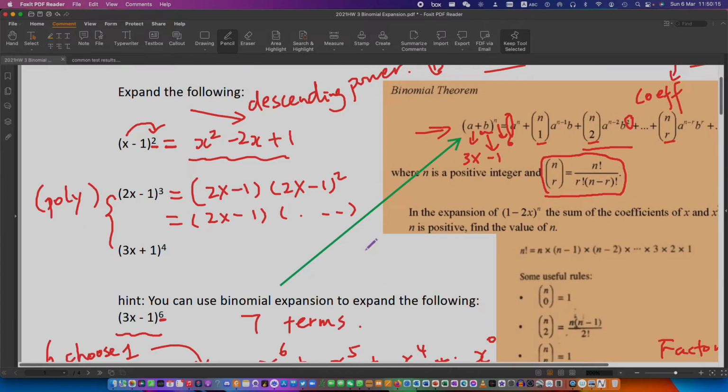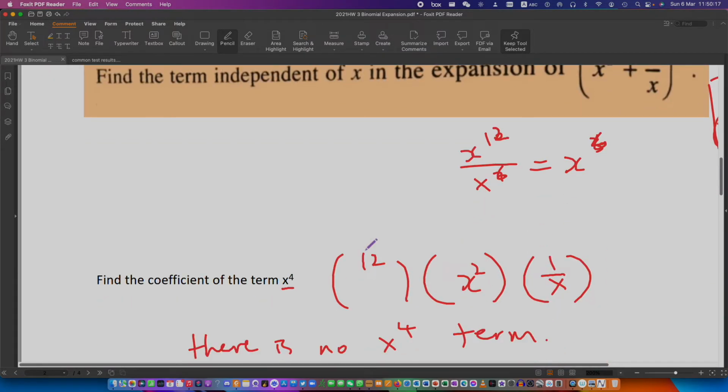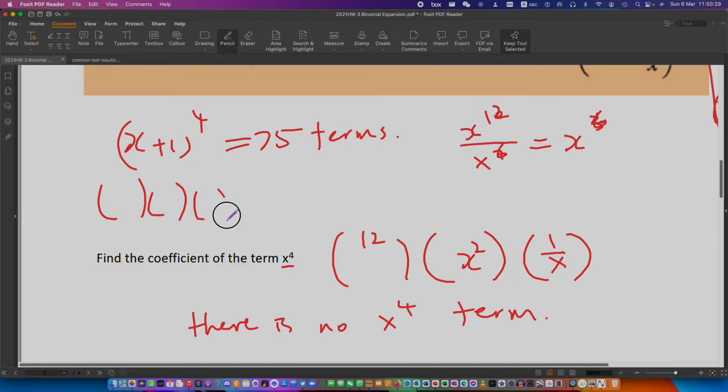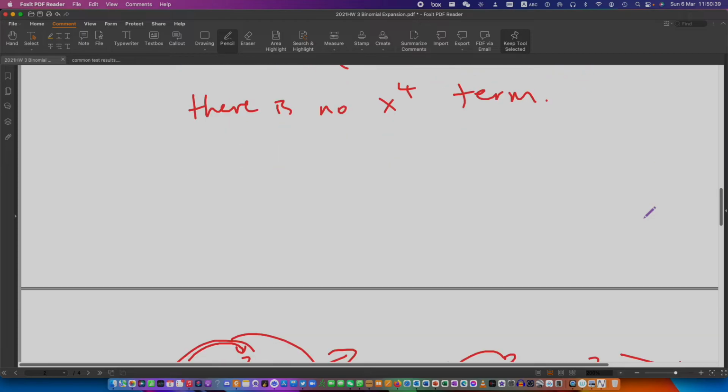So you just need to remember that shortcut. If you have the power x to the power of 4, so you are going to have 5 terms, right? So you're going to have five groups of this bracket, if they ask you to expand everything out. If not, they will ask you to get a particular term.